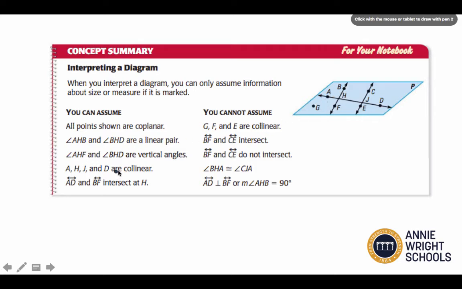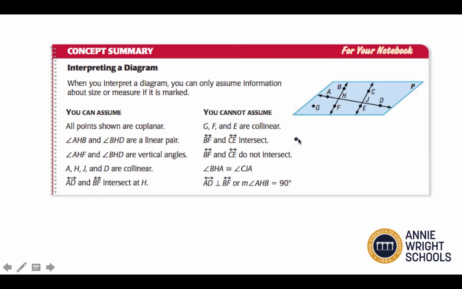Take a look at 2 lines that intersect at a point. Points that are collinear because they're all on plane P. Vertical angles, AHF and BHD. Notice that they are angles whose sides are opposite rays. They're formed by 2 intersecting lines. They share a point but no sides.